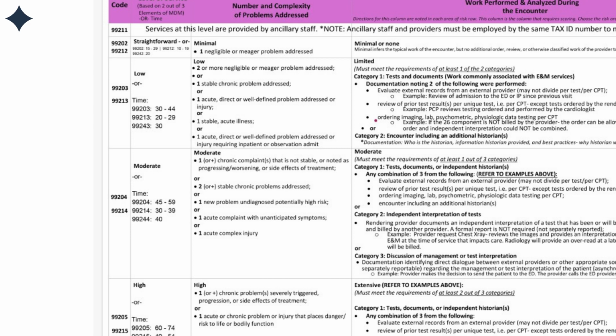And look at the term one acute or chronic illness or injury that poses a threat to life or bodily function. It means an acute illness with systemic symptoms, or acute complicated injury, or chronic illness or injury with exacerbation and or progression or side effect of treatment that poses a threat to life or bodily function in the near term without treatment. Examples may include acute myocardial infarction.